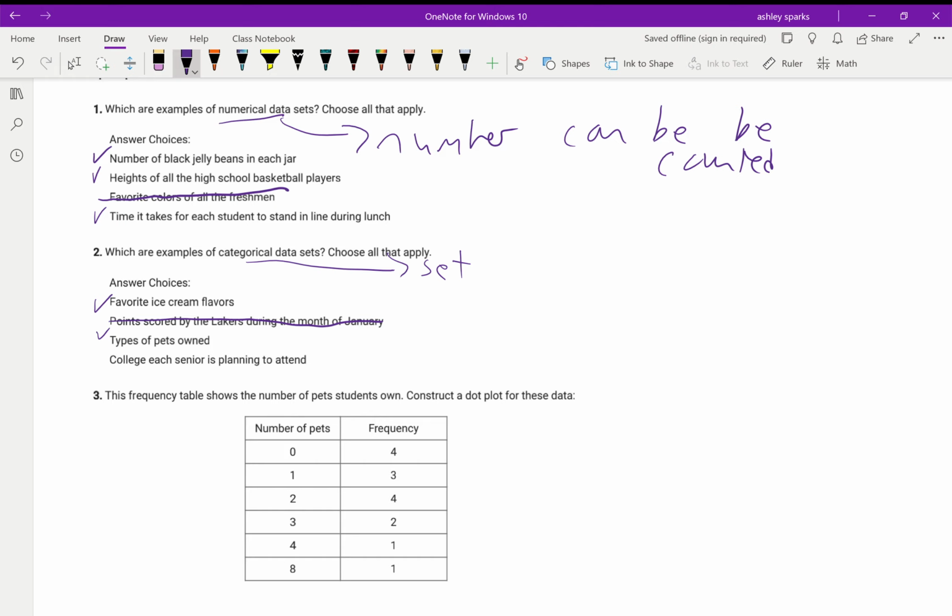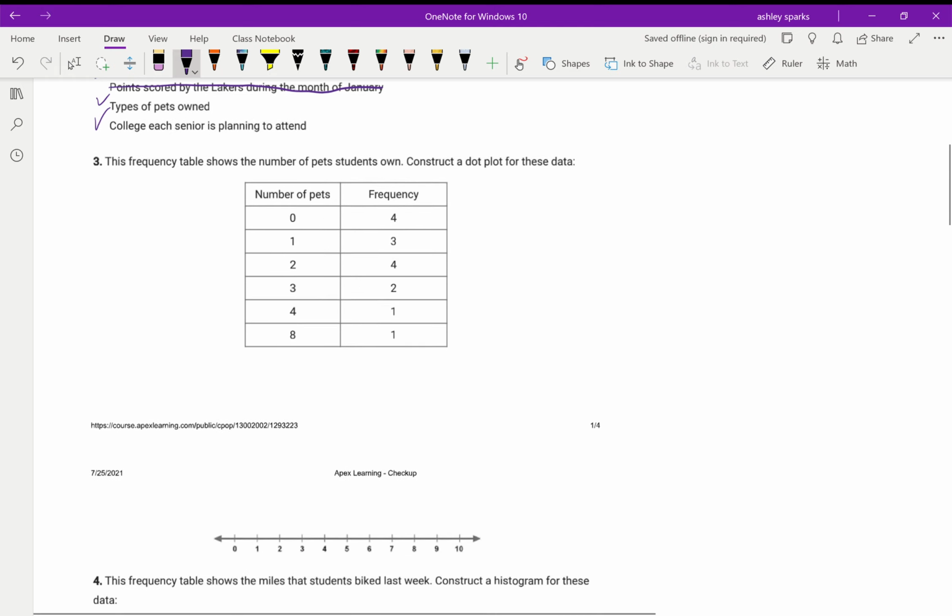College each senior plans to attend. Again, your colleges, there's different categories, there's different schools. It's not something I'm counting. It's not a pure number. Okay?